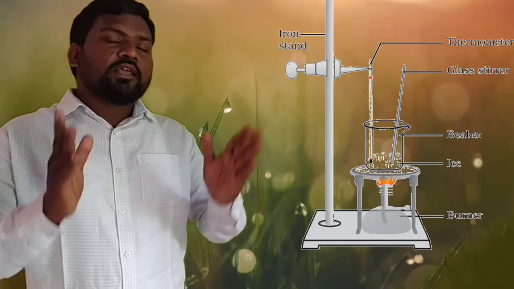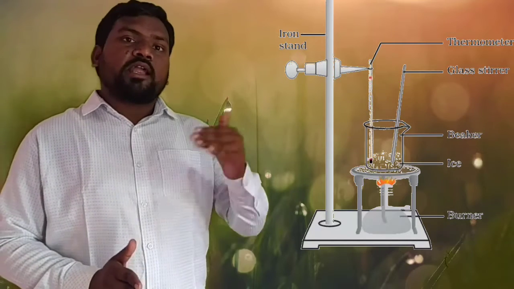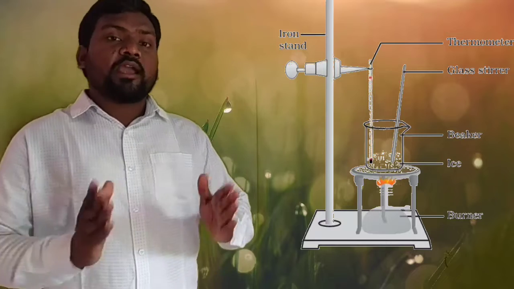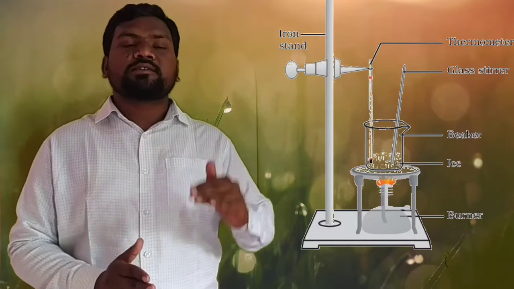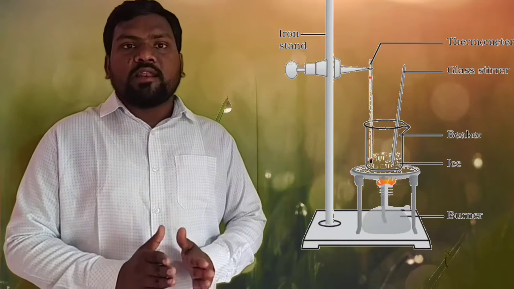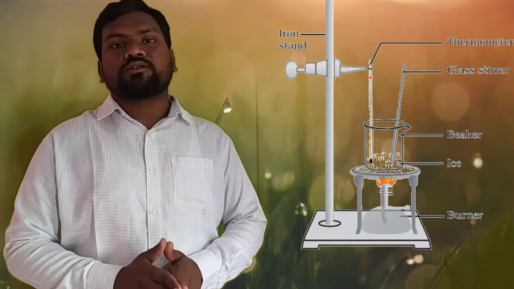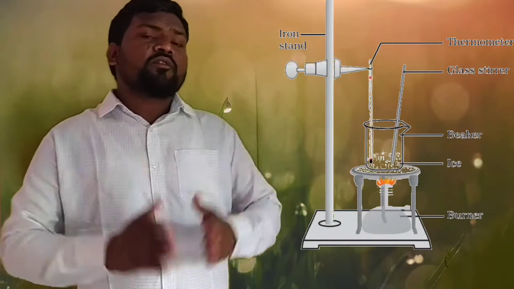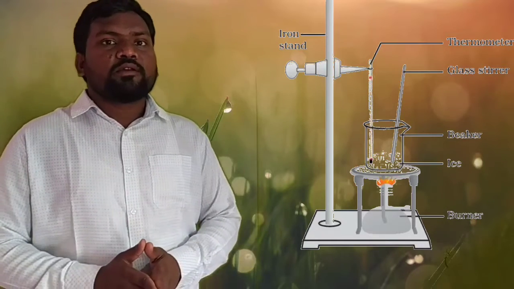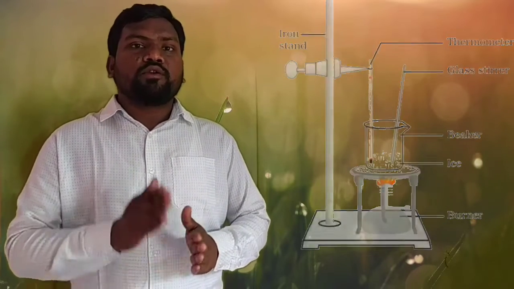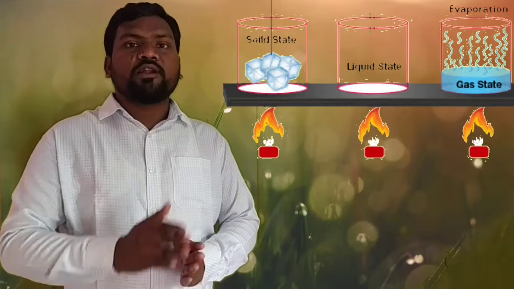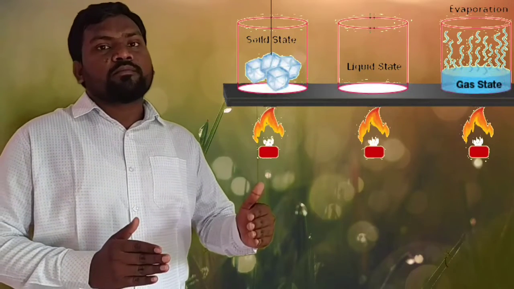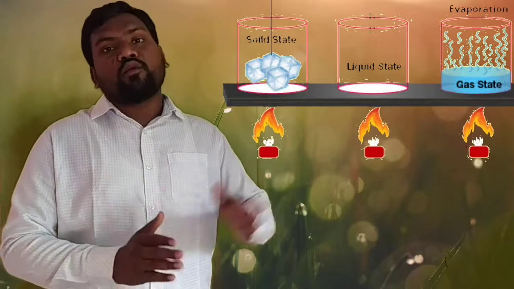And once all the ice gets converted into water, the temperature of the water increases up to 100 degrees Celsius. And again, once the temperature of the water reaches 100 degrees Celsius, the temperature will remain constant till all the water gets converted into water vapors. Dear friends, during this experiment, we get constant temperature during the conversion of solid into liquid and liquid into gases, that is, ice into water and water into water vapors.